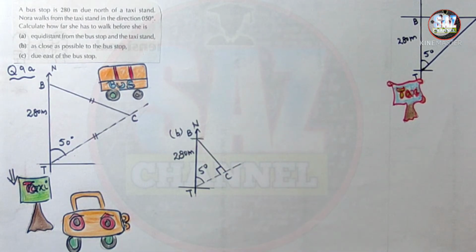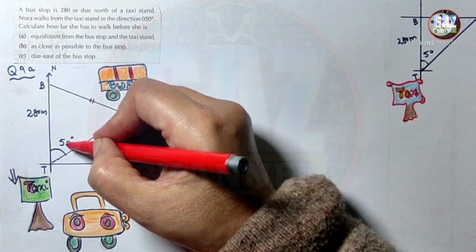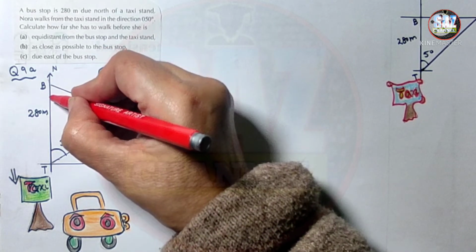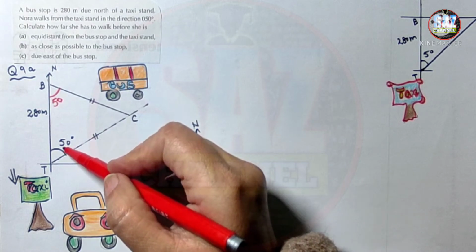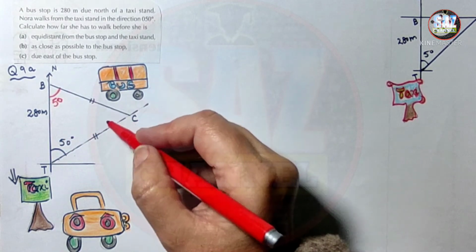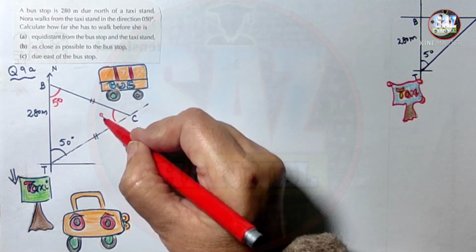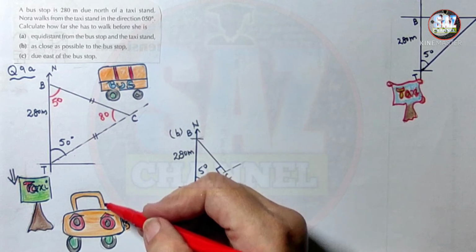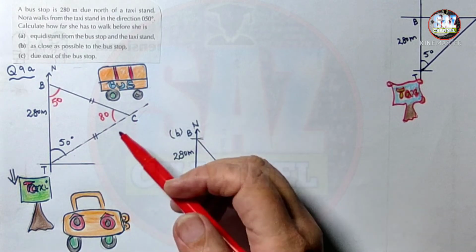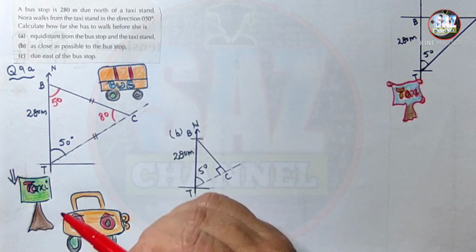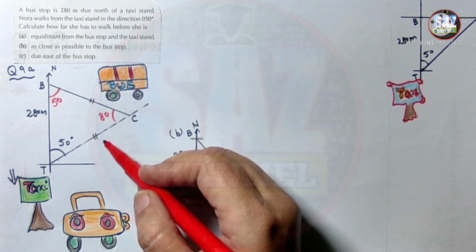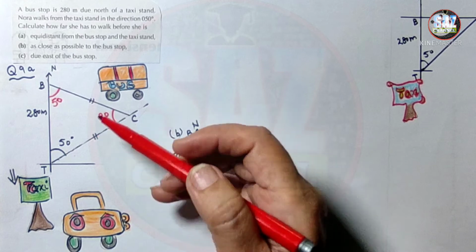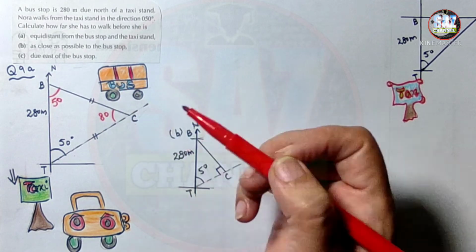And recall what type of triangle it will be if we have two sides equal. That will be an isosceles triangle, and if the triangle is isosceles, this angle will also be 50 degrees, and we can easily find the third angle: 50 plus 50 is 100, so this angle will be 80 degrees. Now in order to find Nora's distance from the taxi stand such that she is at equal distance from taxi stand and bus stop, we have to find the CT distance. So this is an oblique triangle, and we are given one side and two angles, so we are going to apply the sine law.